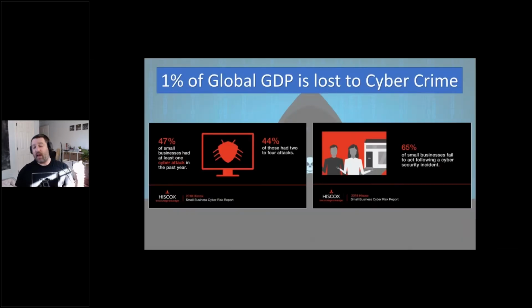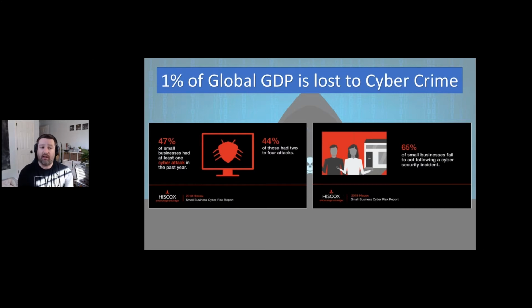Okay, so we've got the cybersecurity skills gap. We've got ransomware and data breaches galore. 1% of the global GDP is lost to cybercrime annually, and that is a huge number. Now, you're thinking to yourself, okay, these are all large business problems. I might be a small business, I might be a medium business. Does this impact me? Well, of course it does.